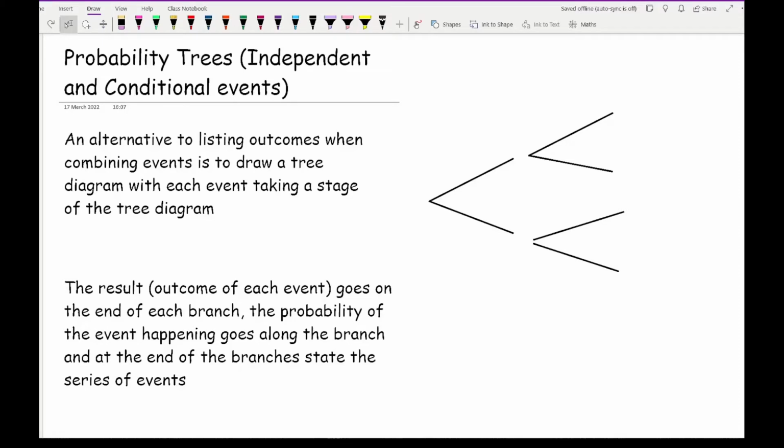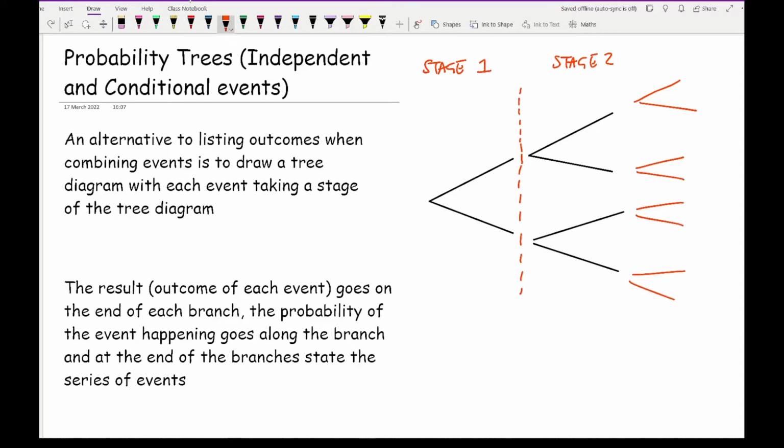An alternative to listing outcomes when combining events is to draw what we call a tree diagram, with each event taking a stage of the tree diagram. So for example, what I mean by that is, if you look at the diagram you can see here, this would be stage 1 and this would be stage 2, and what stage 3 would look like is if I had another set of branches coming from each of the ends of stage 2 branches.